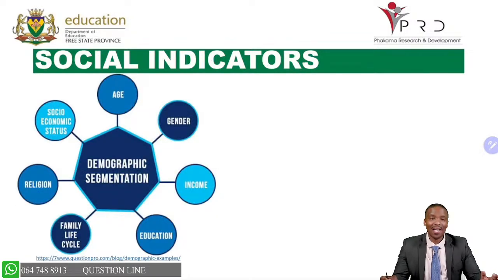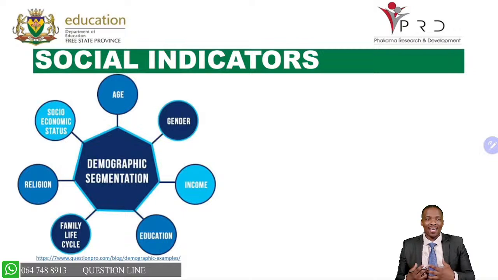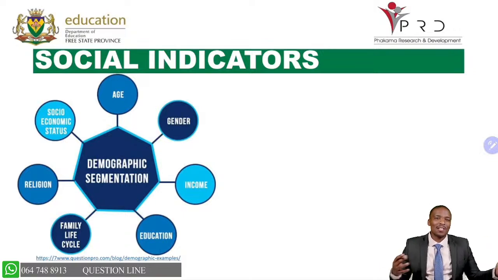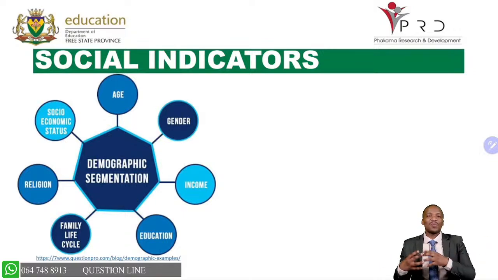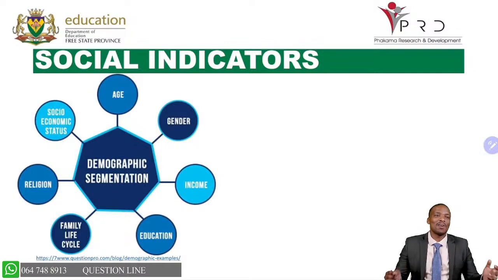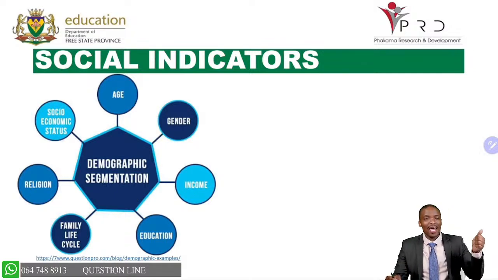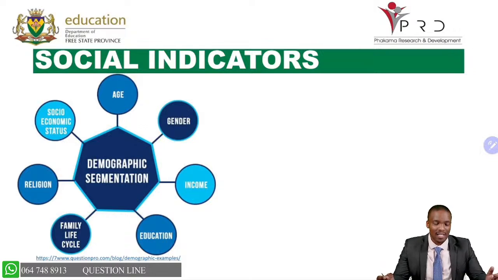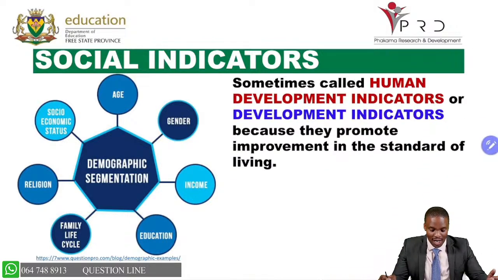Okay. Now, the last part of the indicators, we are looking at what we call the social indicators. Here, I always say this one refers to you and I. We remove them from South Africa as a whole, but we take them inside the household here. What are we looking at here? We are looking at demographics, where we'll be looking at the age, the gender, the income, education, the issue of family life cycle, religion, and other socioeconomic status. Those are what we call social indicators.